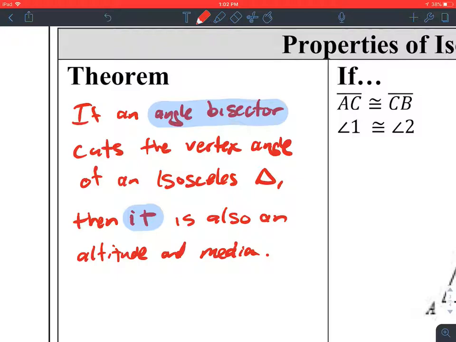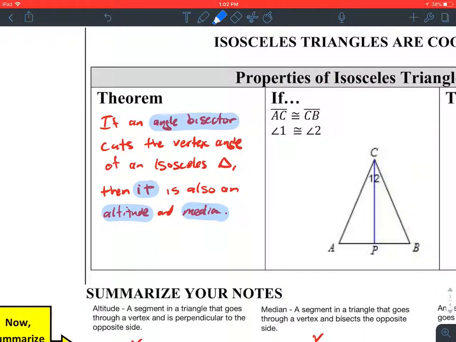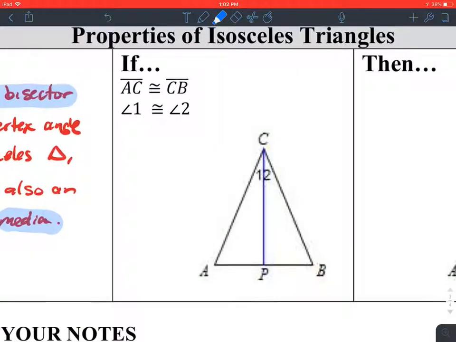And this theorem can be written in lots of different ways. It doesn't matter which of those we pick, angle bisector, altitude, or median. An altitude, median, and angle bisector drawn from the vertex angle of an isosceles triangle will always be all three things. So let me show you in a picture form what this looks like.